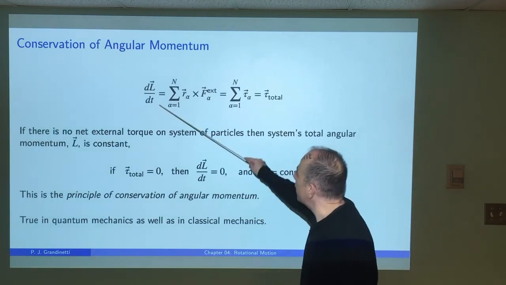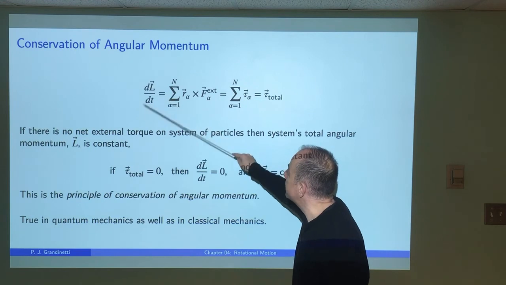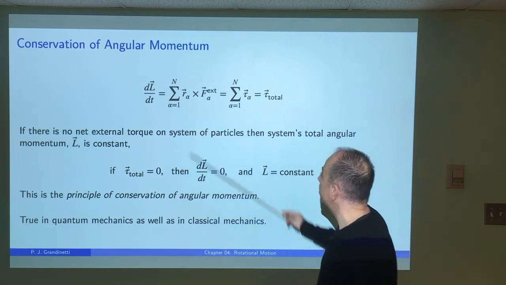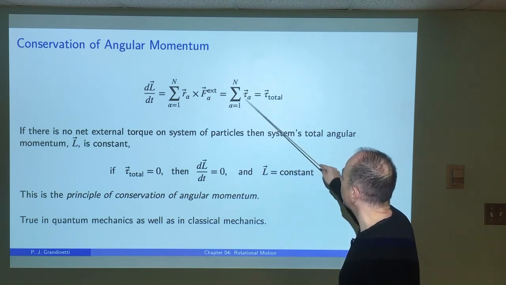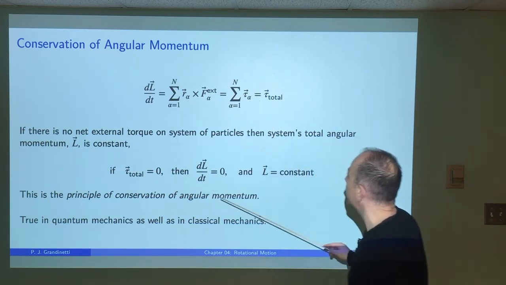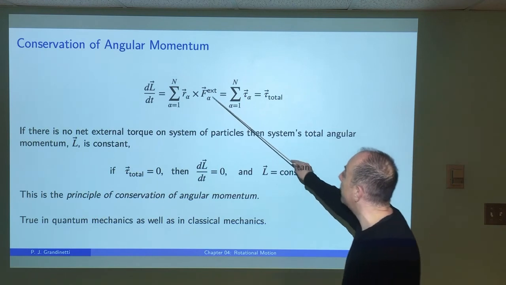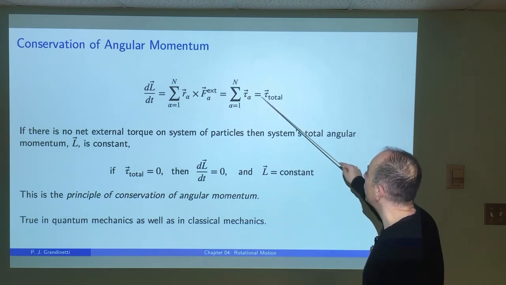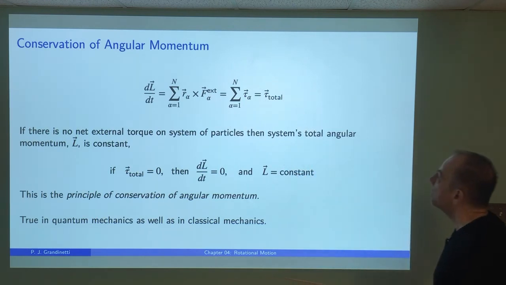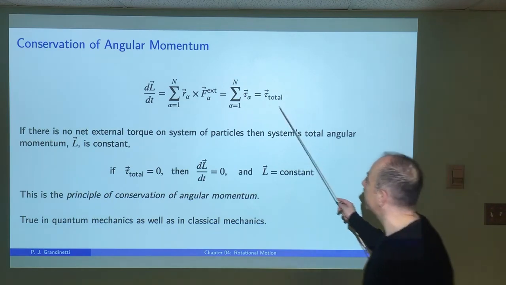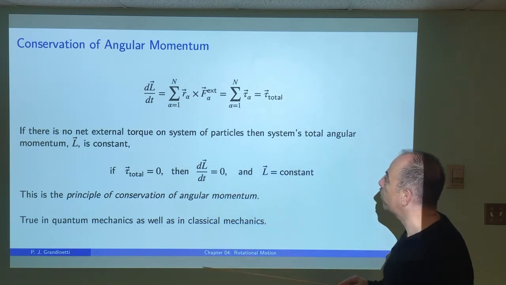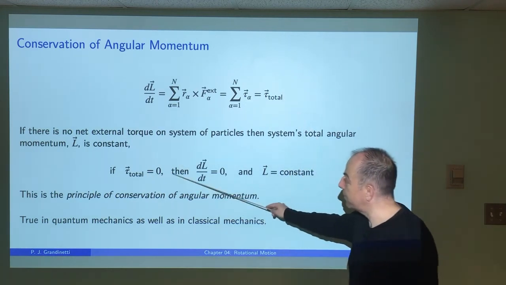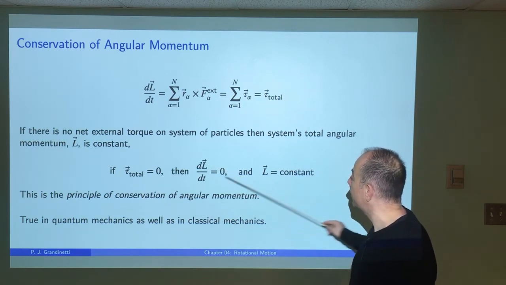So given that expression, the dL/dt for the total angular momentum is the sum of all these cross products, and that's the sum of all the individual torques acting on each particle by the external force. That's what we call the total external torque acting on the system. What's important here is that the rate of change of the total angular momentum is the total torque, and if the total torque is 0, then the total angular momentum will remain constant.